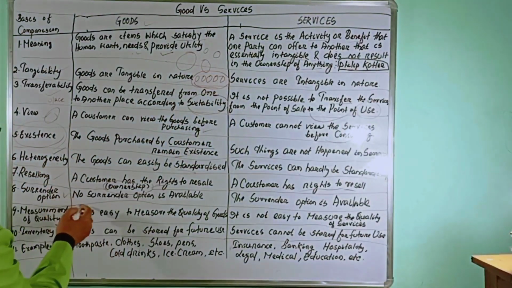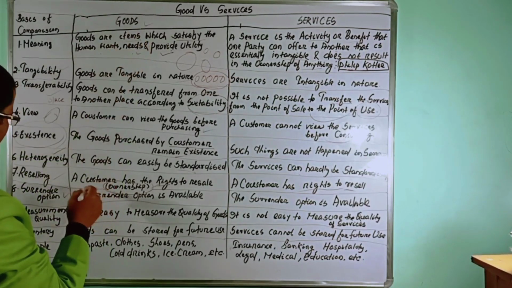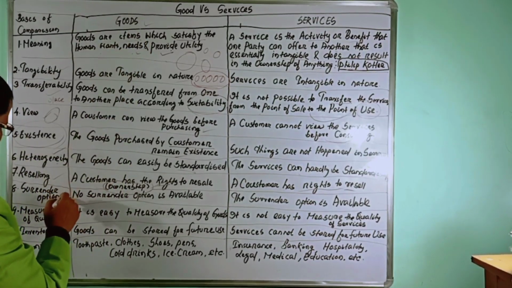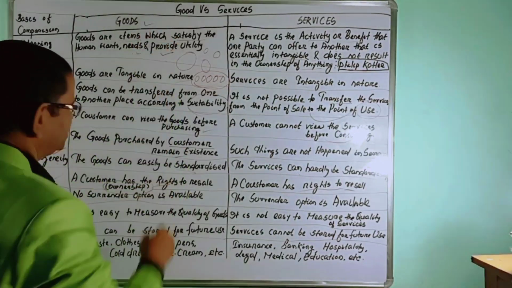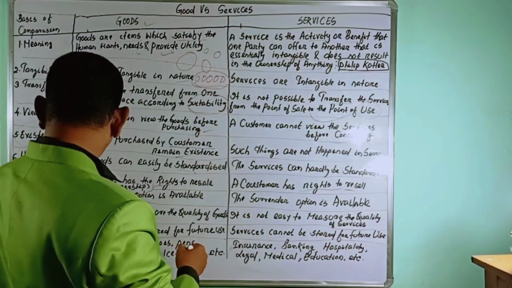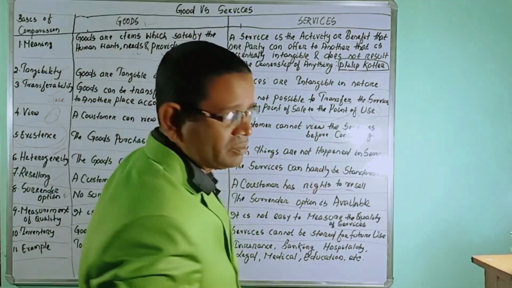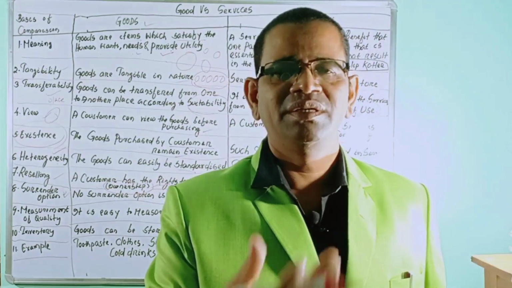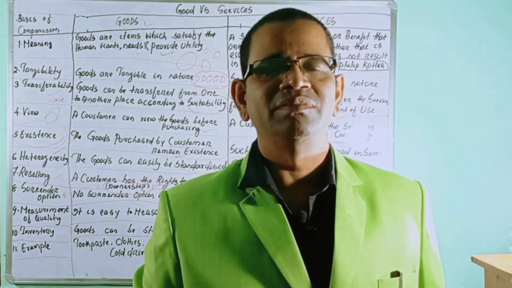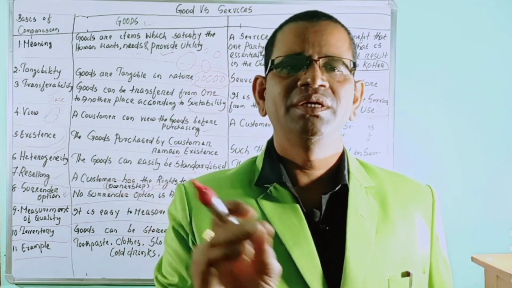So in the case of goods, the reselling option is there, so that's why the surrender option is not available. No surrender option is available in the case of goods. But in the case of services, the surrender option is available. I have already cited the example of the Airtel SIM or the Jio SIM. Suppose you will not use it, so finally you will submit it to Airtel or Jio.